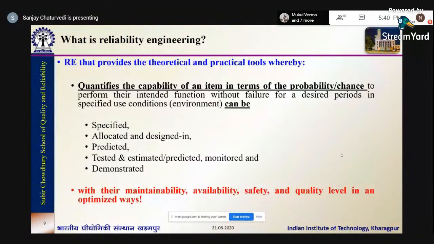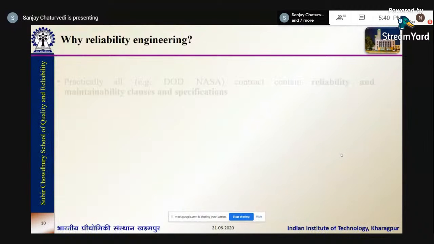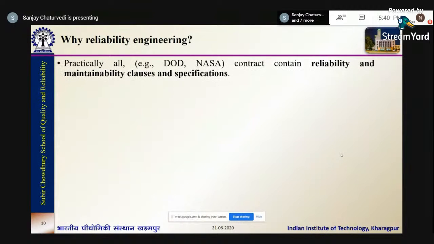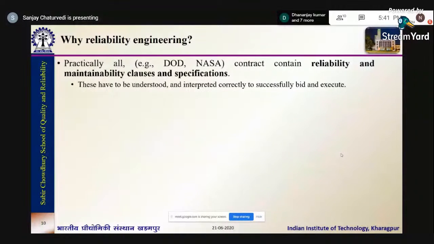So this we try to cover in reliability engineering. So why reliability engineering? If you see, particularly on the top, NASA and government documents now require reliability and maintainability clauses and specifications, and that should be properly understood. Once you are a bidder or you want to create a system, those terminologies have to be understood very well, interpreted correctly to successfully bid and execute.